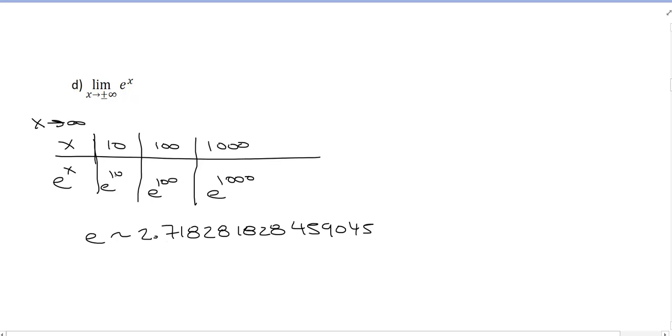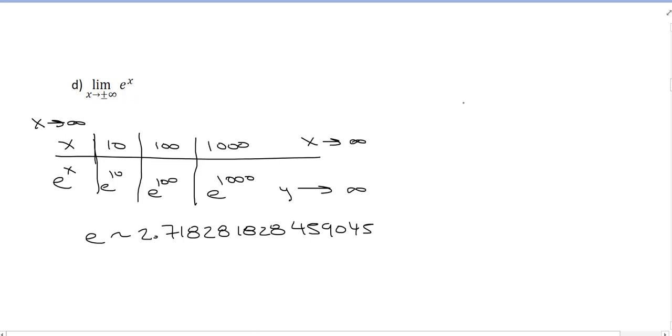So 3 to the 10th, I mean, 3 squared is 9. 3 to the 4th is 81. So 3 to the 10th is going to be really, really big. So this is already a large number, e to the 100, e to the 1,000. So the y values are going to go to infinity as x goes to infinity.